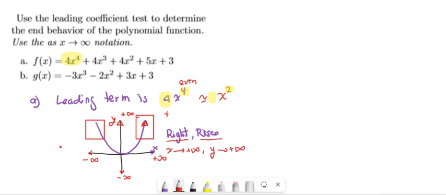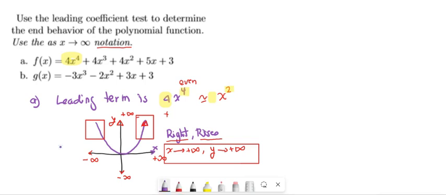And this is what they mean by this notation: x heads to plus infinity or minus infinity, and what the behavior of the y is going to be. So this is the answer for one of the sides of the question.